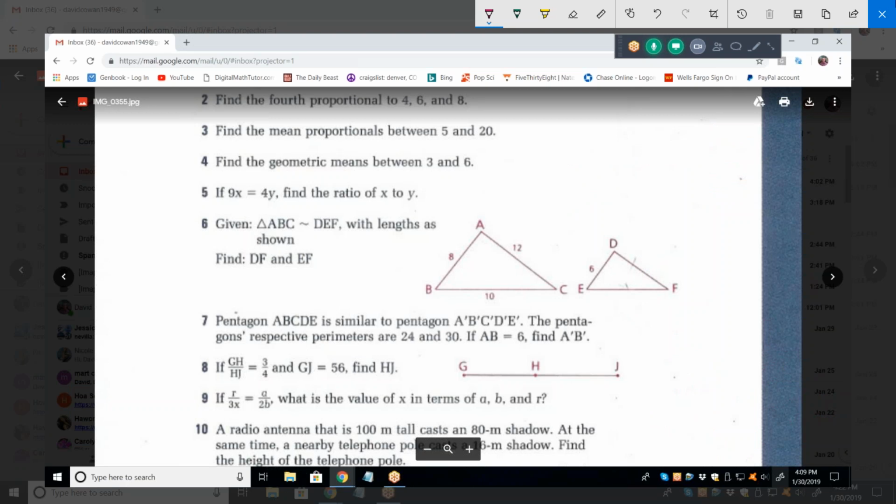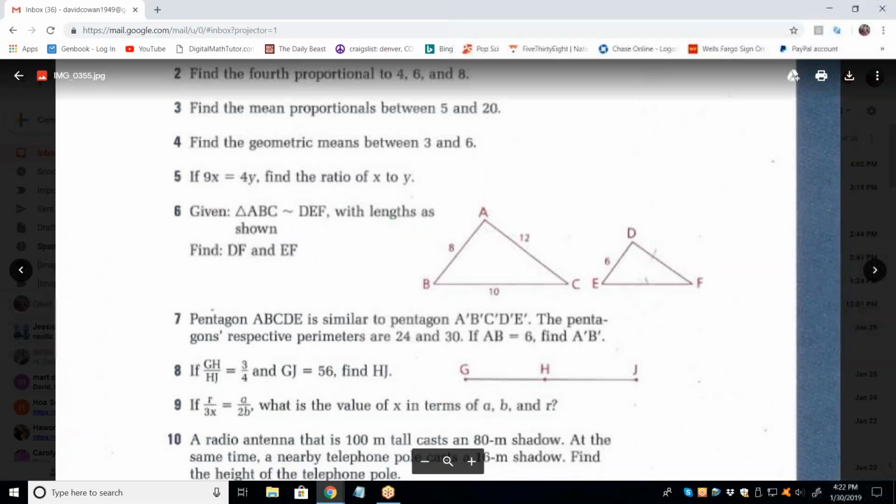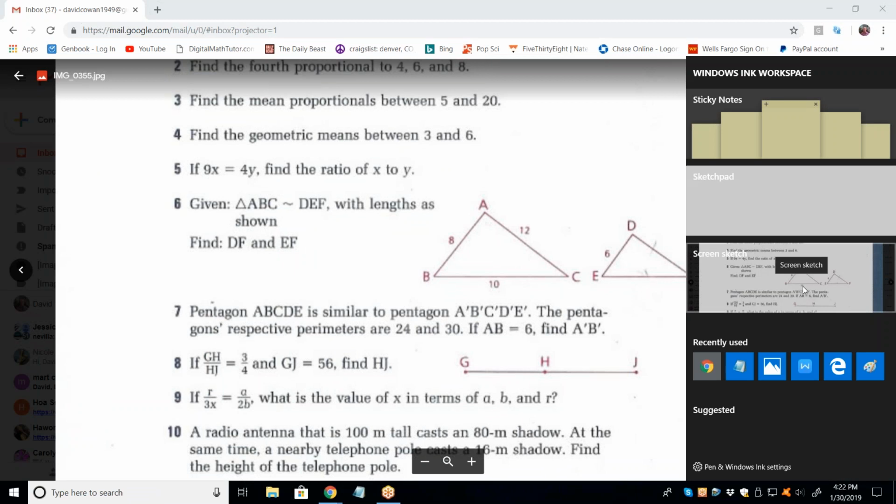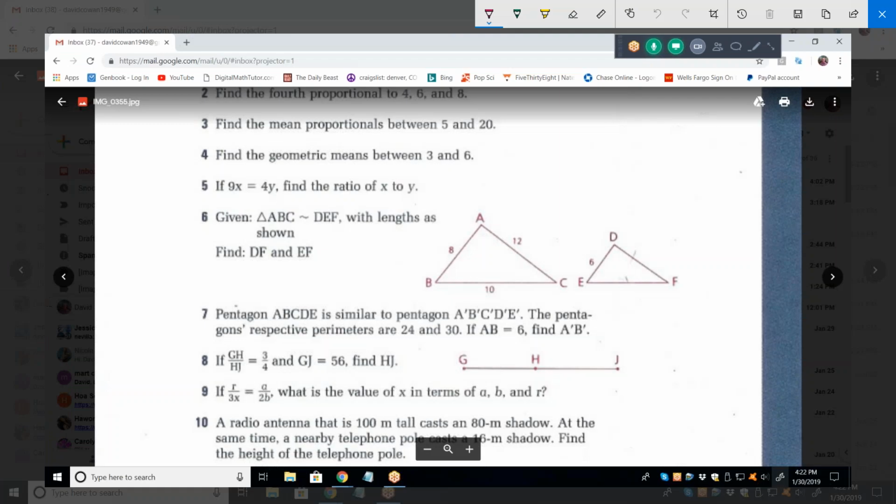Number 7. Here, let me scroll up a little bit. That's as far as I'm scrolling, I guess. Yeah, we only have to do number 7 and then skip to number 10. Okay. So 7. Give me the ratio based on that information right there.